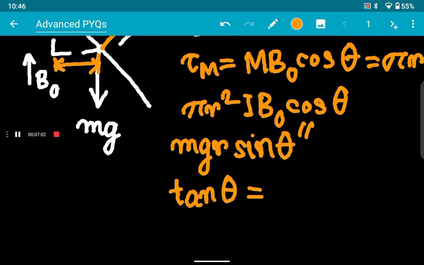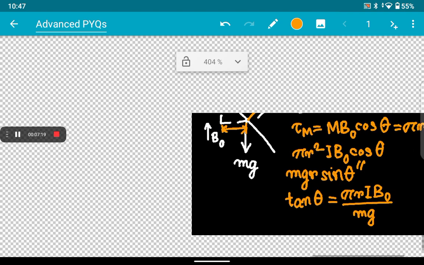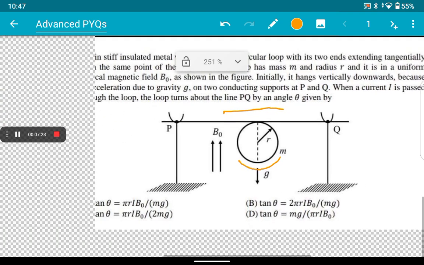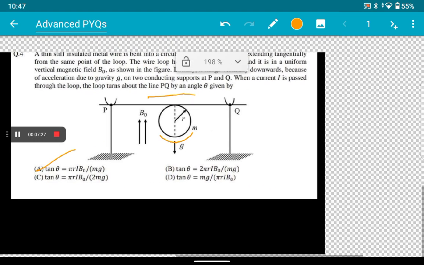tan theta will be nothing but pi r into I b naught divided by your this is mgr sin theta, so only mg will remain here. So we have calculated a value of tan theta which matches with the A option, which was the point of view of this question.